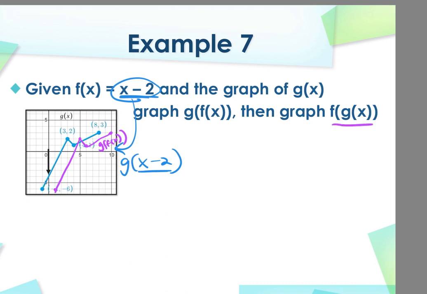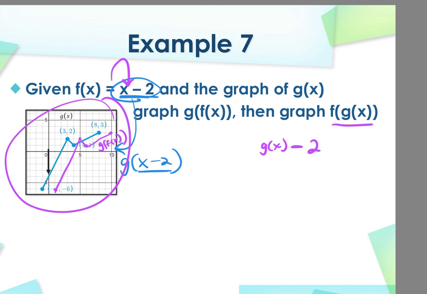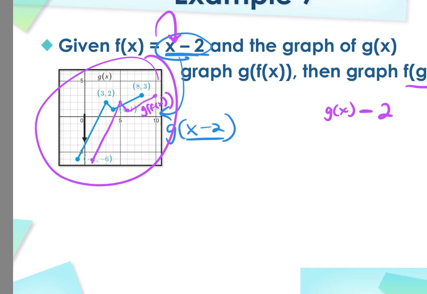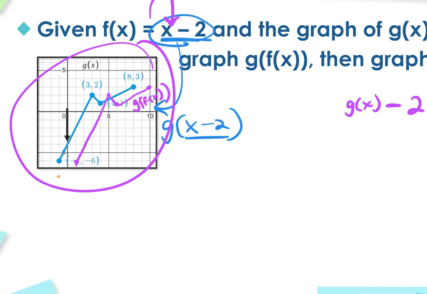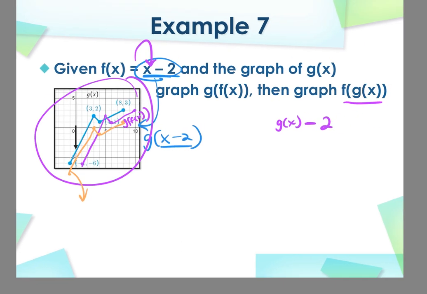Now the other way around says f of g of x. So I'm taking whatever this is and plugging it into that x. So it would be g of x minus 2. What happens if you subtract outside the parentheses? We're shifting it down. So I take that initial blue graph and I shift everything down 2 places. Questions?